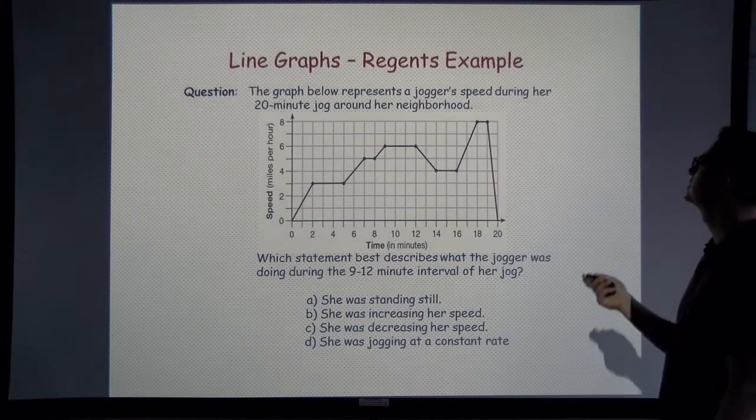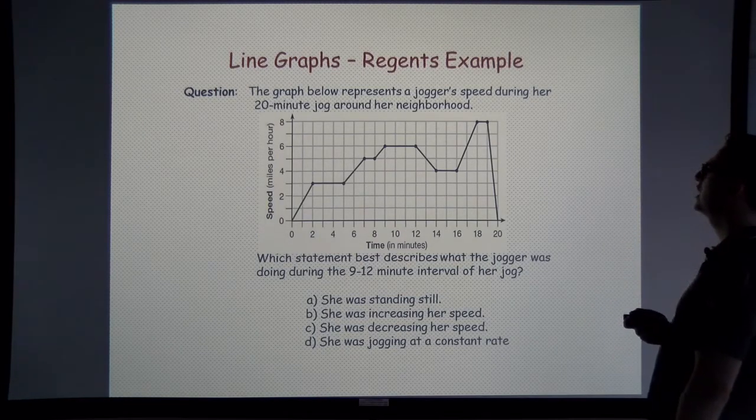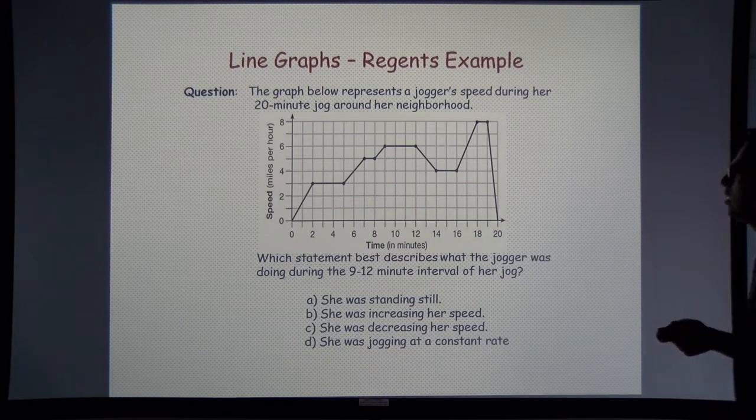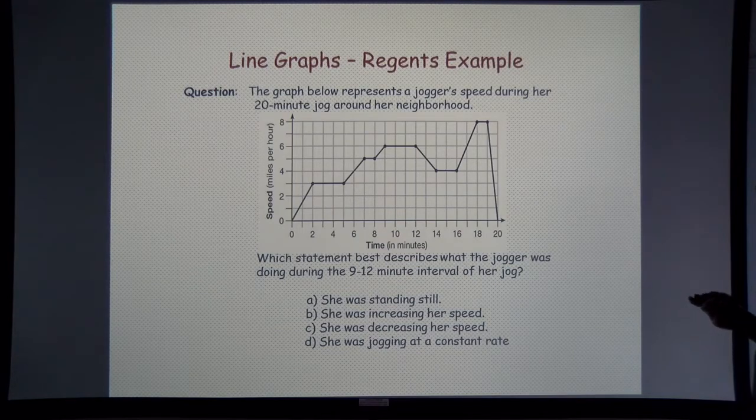The graph below represents a jogger's speed during her 20-minute jog around the neighborhood. Which statement best describes what the jogger was doing during the 9th and 12-minute interval of her jog? So let's try to think about that.